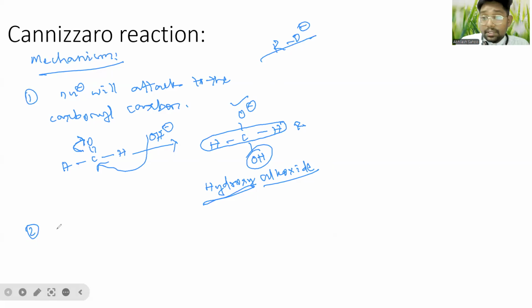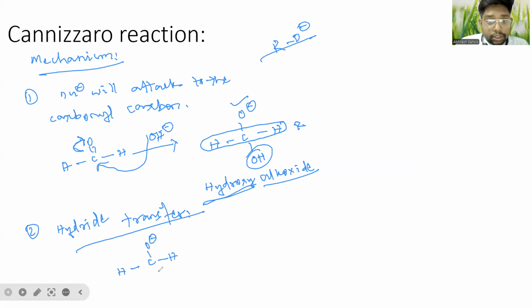In the second step, hydride transfer will occur. So how will this hydride transfer occur? Let's see. Here we have got hydroxy alkoxide, and from that only will start our reaction. Minus H, and this is your OH. And here it will react with another mole of aldehyde. So here what will happen is hydride transfer.